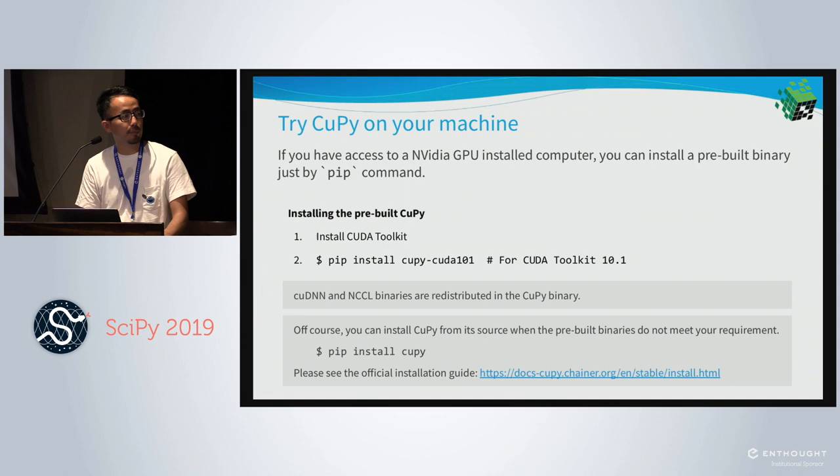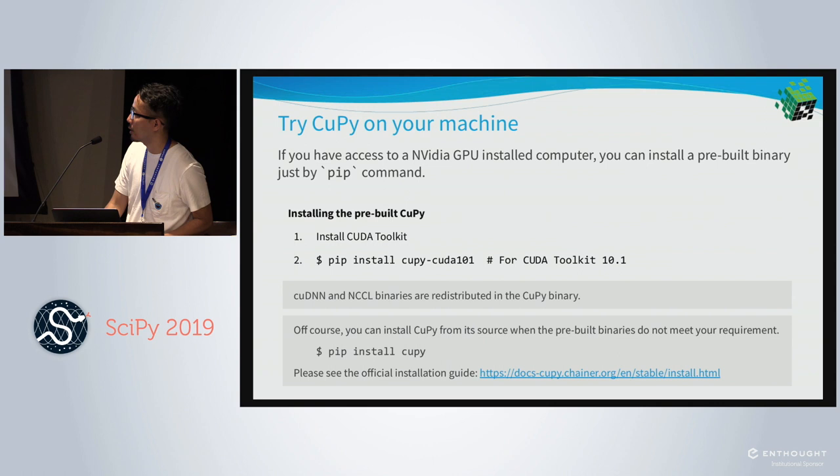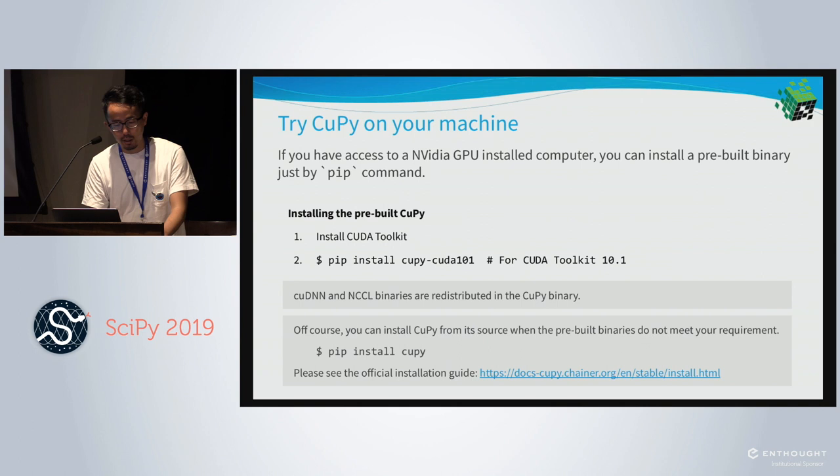First, please install the CUDA toolkit downloaded from NVIDIA's official website. Then type this command, pip install cupy-cuda101, in your terminal emulator. This 101 stands for CUDA toolkit 10.1, the latest CUDA toolkit. And of course, you can install CuPy from its source code when the pre-built binaries do not meet your requirements. Please see the official installation guide for details.